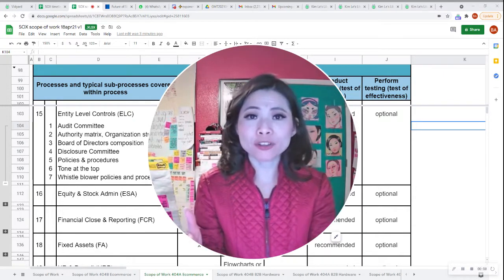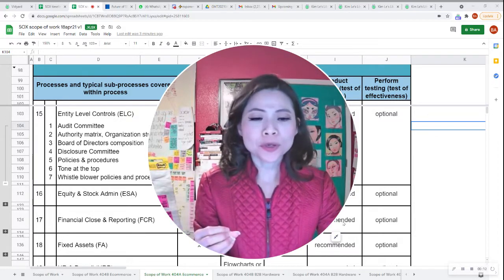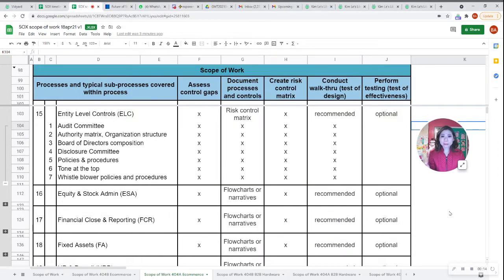In this video we're going to do a deeper dive into the entity level controls process. I'll go over with you the typical sub-processes, and here you can see on screen the entity level controls. There are about 18 to 22, sometimes 25 key controls. There may be more non-key controls.